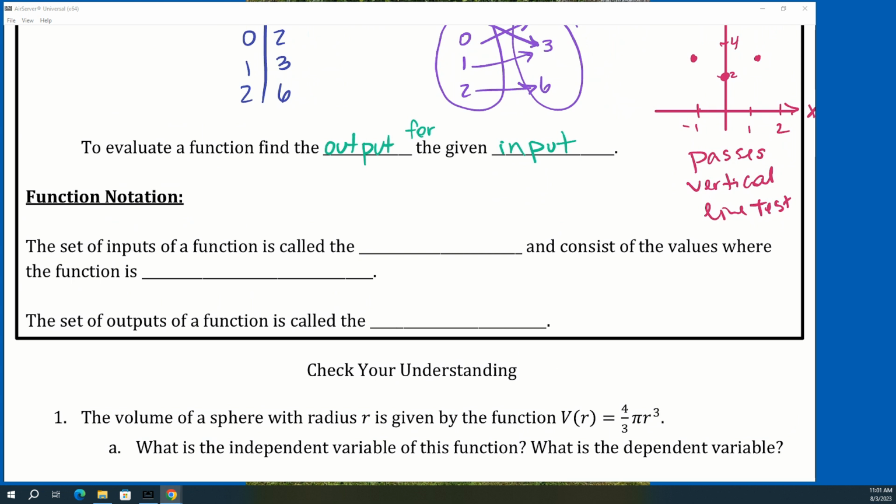All right, and I think you guys should be fairly familiar with function notation. So function notation is f of a equals b, where a is the input and b is the output. We already talked about these things, so it seems repetitive, but just to make sure everyone's clear, the set of inputs of a function is called the domain, and it consists of the values where the function is defined.